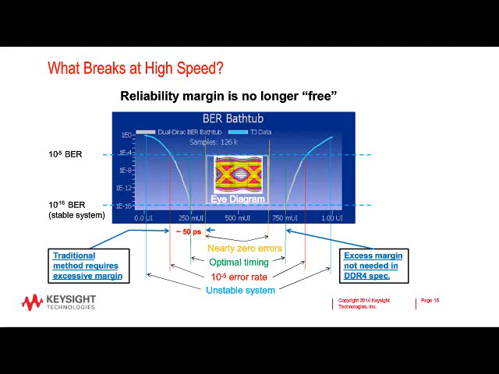We're trying to extrapolate from 10 to the minus 5 BER down to 10 to the minus 16. That's a huge 11 orders of magnitude extrapolation. So obviously there's inaccuracy in the dual Dirac, and we need to pad for those errors, and that leads to guard banding and a non-optimal design.